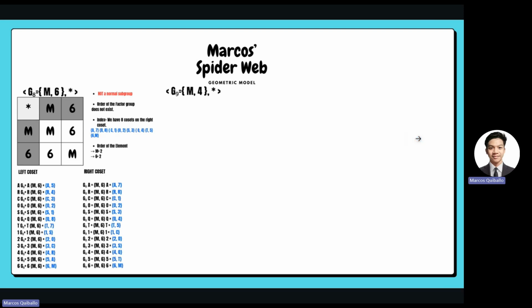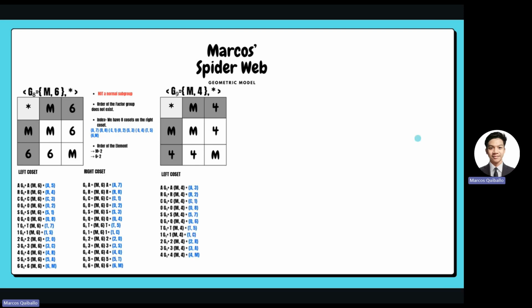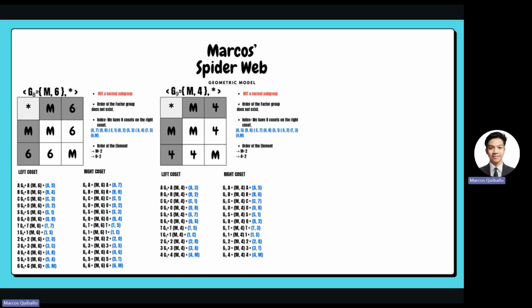And for G sub 9, the left coset and the right coset are not equal, so therefore it is not a normal subgroup. Since our subgroup is not a normal subgroup, we don't have the order of the factor group. For our index, we have 8 cosets. And for the order of the element, M is equal to 2 and 4 is equal to 2.